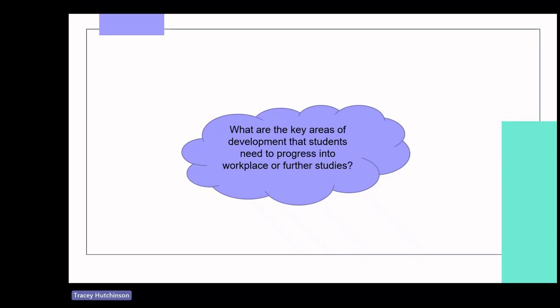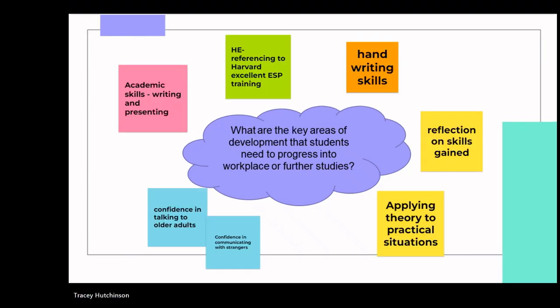So here are some examples that your peers shared in our recent workshop. As you can see, there's a range of ideas here, but it's really those key skills, from those academic skills through writing, presentations, handwriting skills, confidence in communicating, reflection skills, more academic skills around referencing, and applying that theory into real life practical situations.